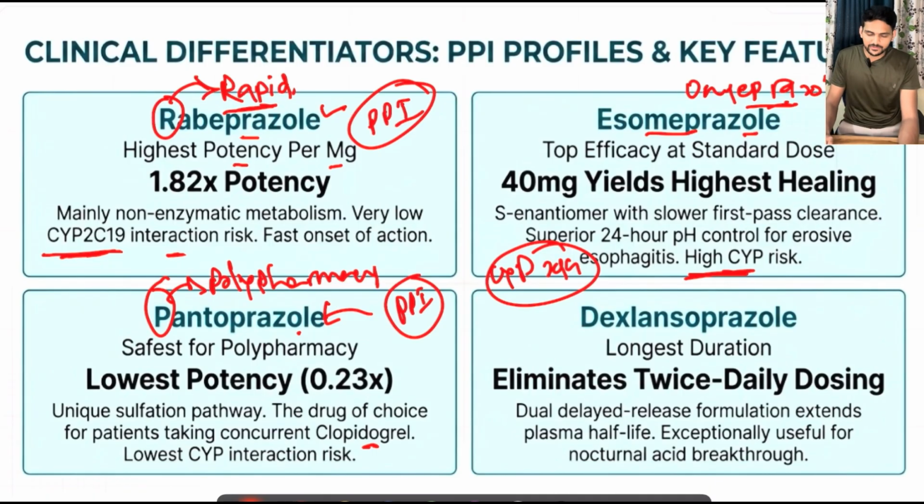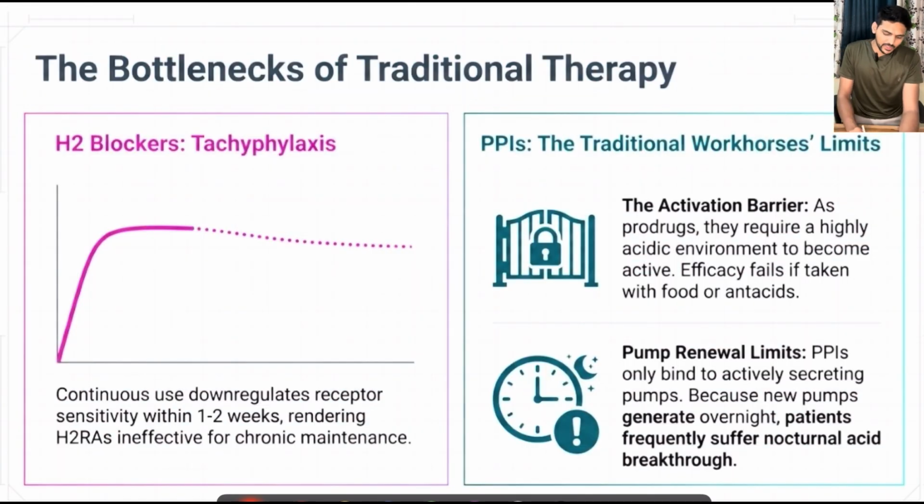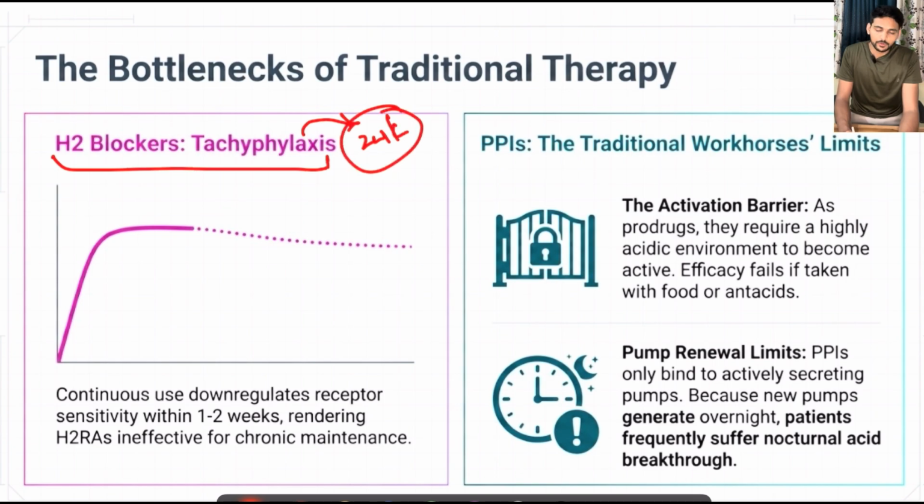And for entrances, just remember the PPI with longest duration of action is dexlansoprazole. And as mentioned in previous slides regarding H2 blockers, tachyphylaxis should be remembered always. That's why this drug cannot be used for more than 2 weeks. So only for short duration, this is a good drug. Otherwise, it will lead to tachyphylaxis.